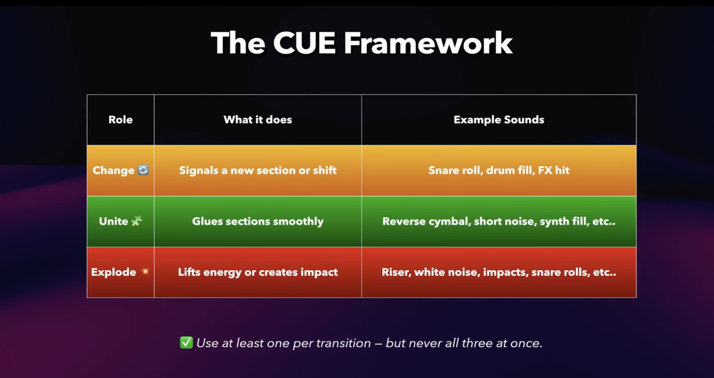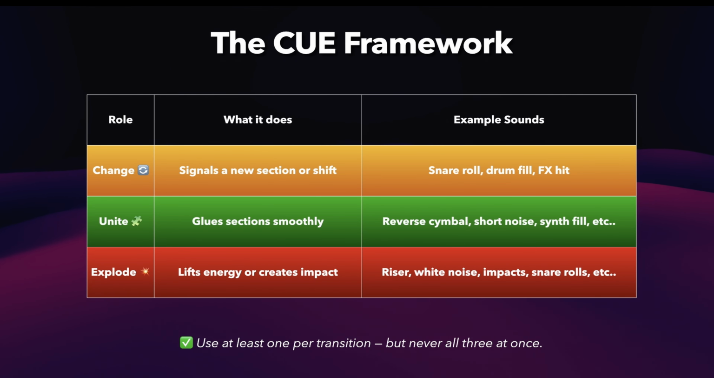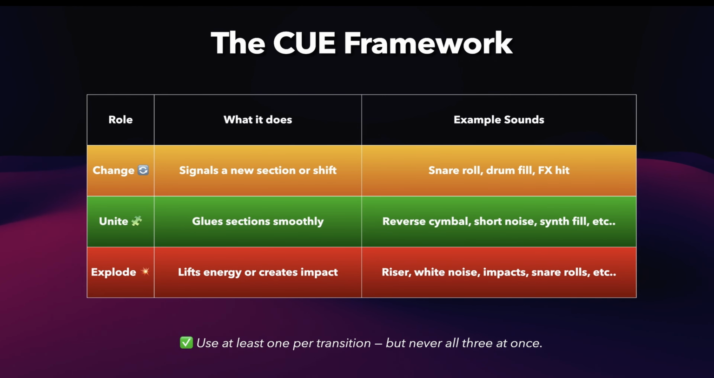Change signals a new section or shift. You can use a snare roll, drum fill, or FX hit. Unite glues sections smoothly. You can use reverse cymbals, short noises, synth fills, and so on. And explode lifts energy or creates impact. You can use rises, white noise, impacts, snare rolls, and so on. So you can see you can use the same sounds for different roles.